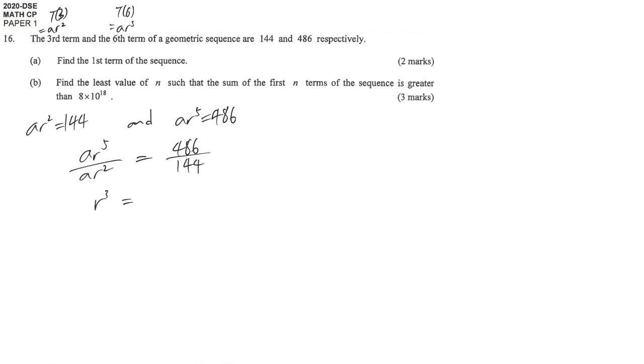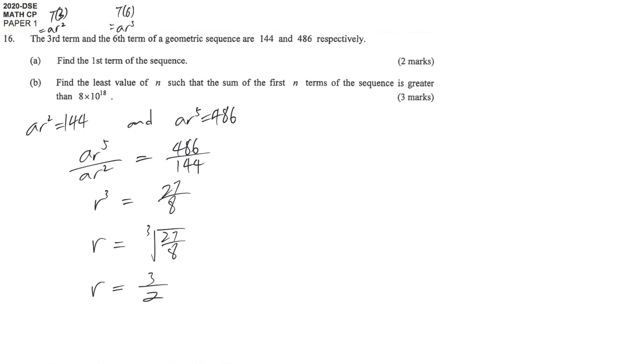R power 3 is equal to their ratio. We get 27 over 8. And then the opposite is cubic roots. On both sides, we get 3 over 2. You don't need to worry about the sign because it is an odd index.